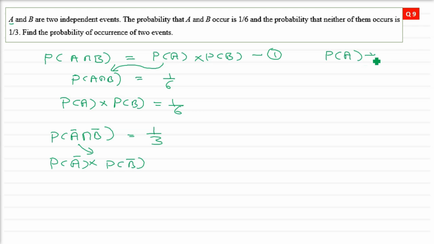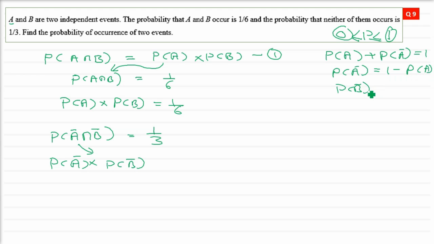Now for any event, the probability of its happening and not happening, if you add them, will be equal to 1, because the probability always lies between 0 and 1, and 0 and 1 are inclusive. So what do we get out of it? We can write P(A not) as 1 minus P(A). I'm just transferring P(A) from the left hand side to the right hand side. And P(B not) is what? 1 minus P(B) in a similar way. So I am changing P(A not) as 1 minus P(A) and P(B not) as 1 minus P(B).